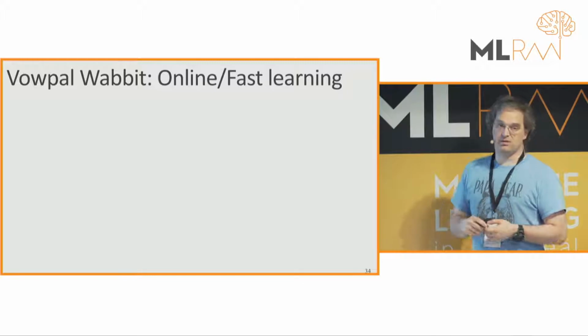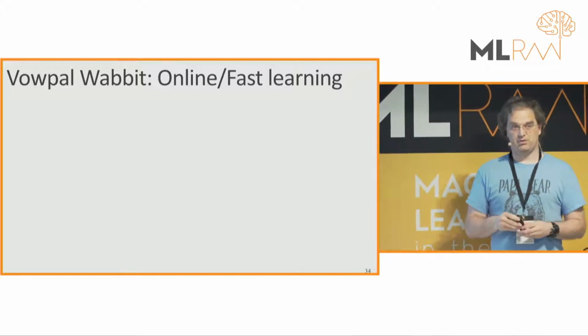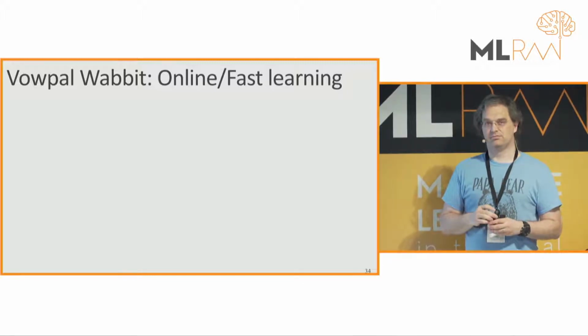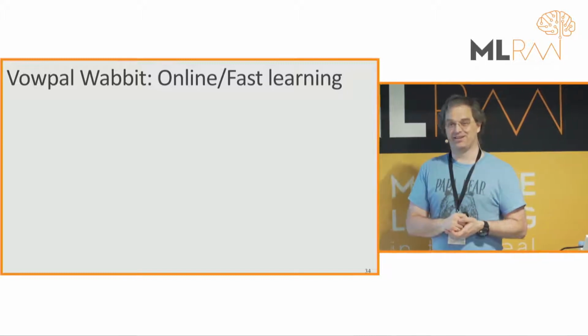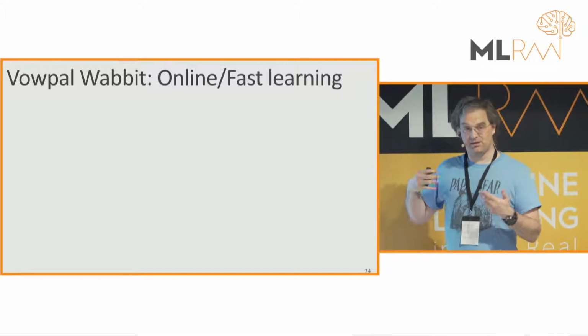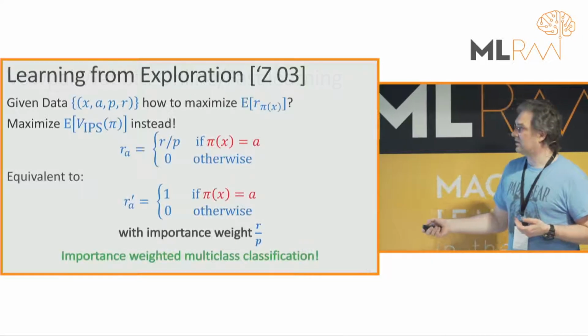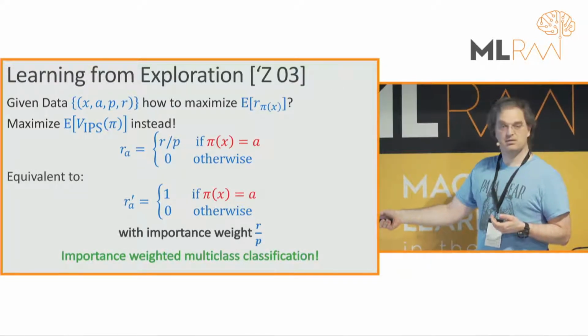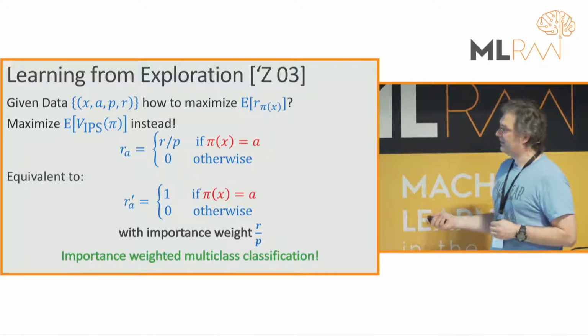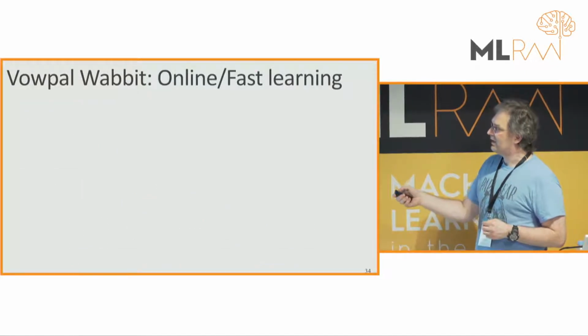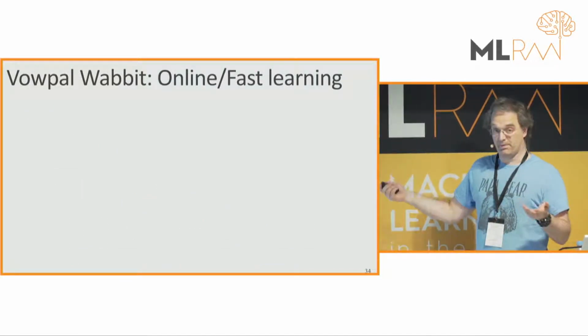Vowpal Wabbit is a machine learning toolkit that I also started about 11 years ago, which focuses on online learning. And in particular, it has these algorithms built in. So there's a reduction associated with this. I would call this the IPS reduction. And it is implemented inside of VW.